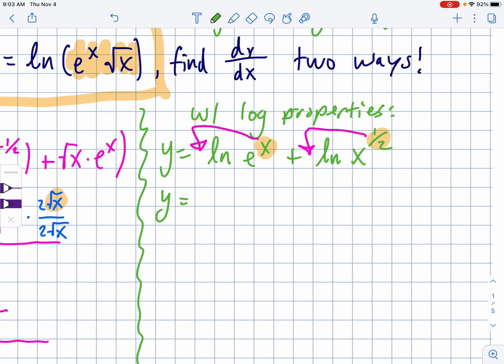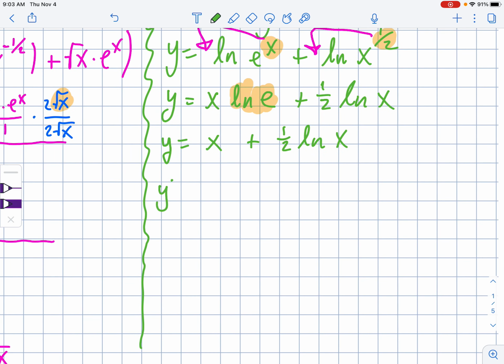So, still haven't done a derivative. I'm just going to do x ln e plus 1/2 ln x. Now, the natural log of e is just 1 because e to the 1 power is e. I did it in the other video. So still have not taken a derivative. I'm just simplifying that, that's x times 1, which is x, and then we get plus 1/2 ln of x. Now I can take the derivative. The derivative of x is just 1, and then the 1/2 hangs out in front, and the derivative of ln of x is 1 over x.